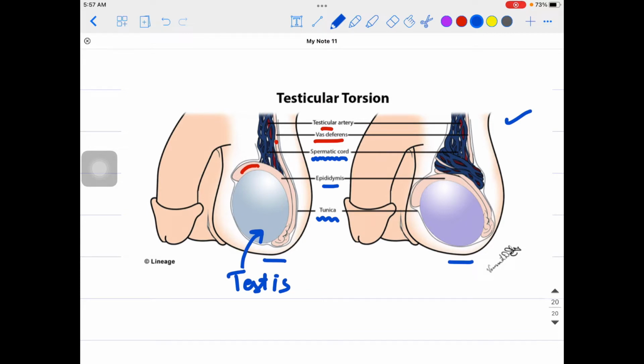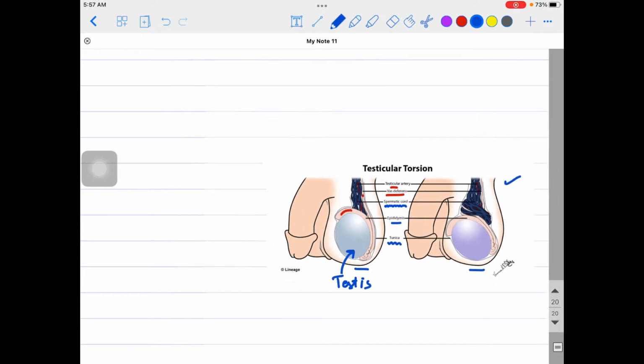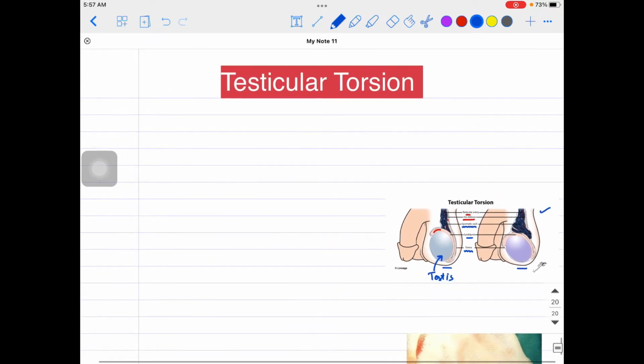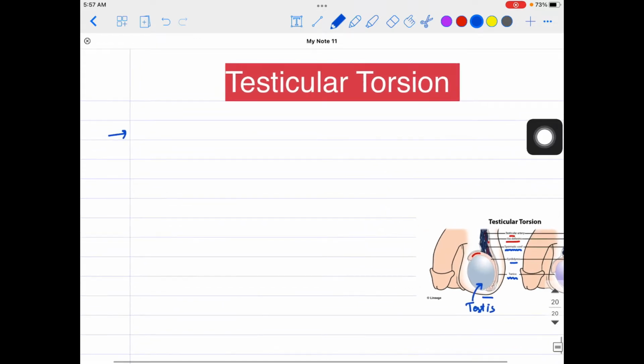So let's talk about this torsion of the testis and what the important aspects of testicular torsion are. So what is testicular torsion? If somebody asks us, our answer will be very simple: twisting of the spermatic cord that results in compromised blood flow and ischemia of the testis. So basically, simply twisting of the spermatic cord is causing this.